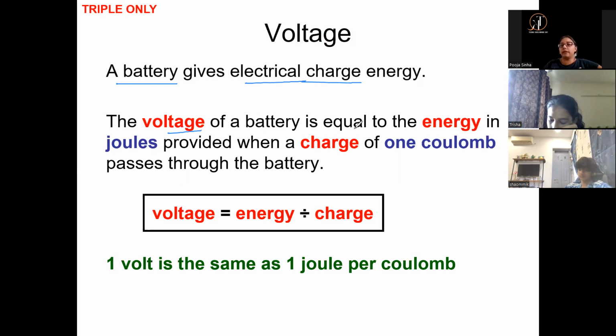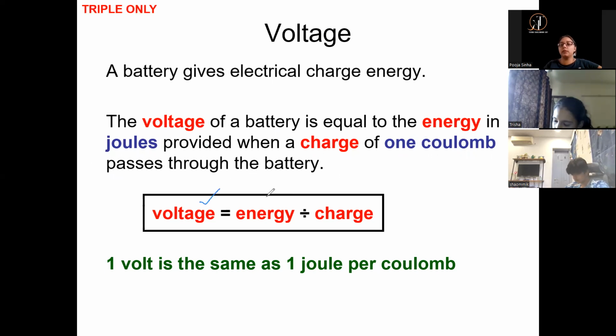So the voltage of a battery is equal to the energy in joules provided when a charge of 1 coulomb passes through the battery. Please write this down. It's the definition of what voltage is. The way you wrote the definition for current, you have to write the definition for this. Memorize this: the voltage of a battery is what? It is an energy. What is the unit of energy? Joules, provided when a charge of 1 coulomb passes through the battery. Clear?